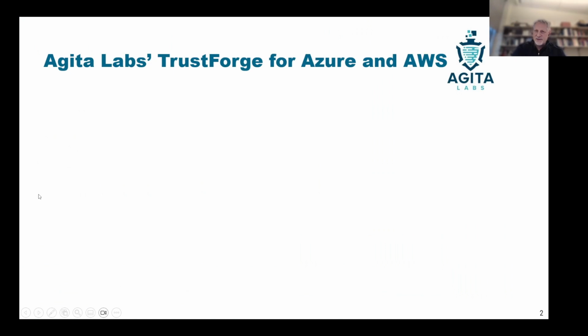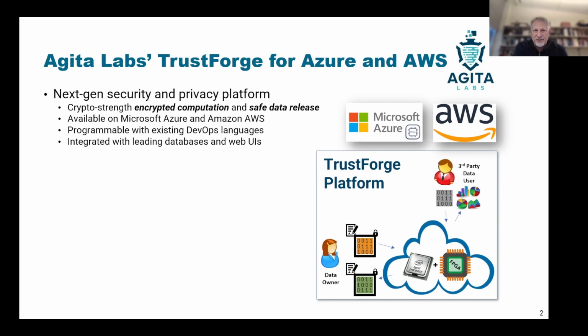So Vegeta Labs is a startup in Ann Arbor, and it makes this TrustForge product, which has been deployed on Azure and AWS, and it's essentially a next-gen security and privacy platform. And it provides two capabilities to the cloud platform. The first is called encrypted computation, which is the ability for the Xeons in the cloud to perform instruction-level operations on encrypted data without software having the ability to decrypt that data or having keys to access that data.